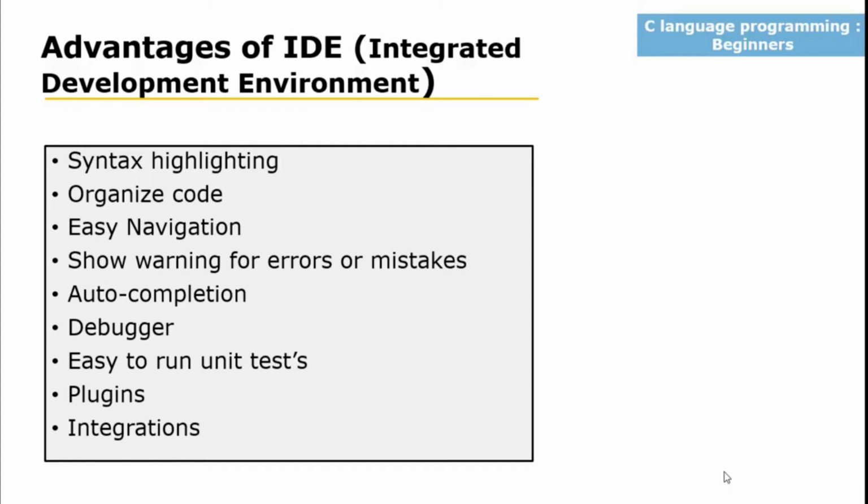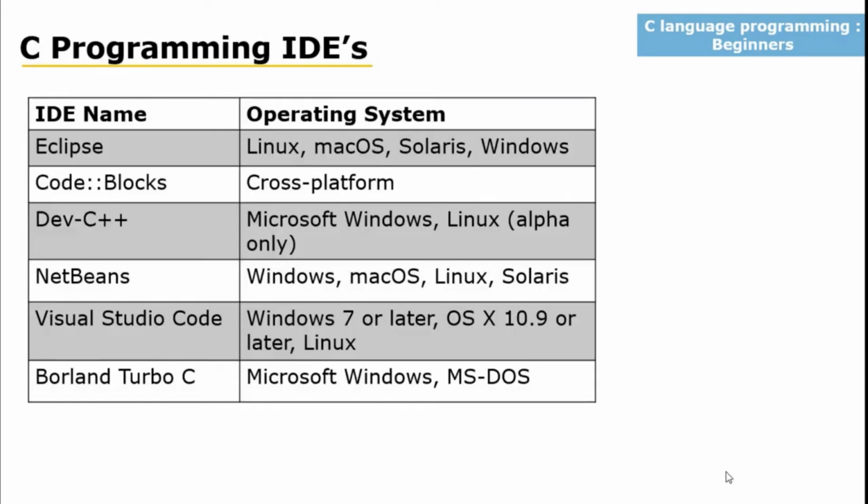Now let's see a few IDEs used for C programming. These are a few IDEs used for C programming: Eclipse, Code Blocks, DevC++, NetBeans, Visual Studio Code, and Borland Turbo C. One more thing to note is that the availability of these IDEs differs from one operating system to another.